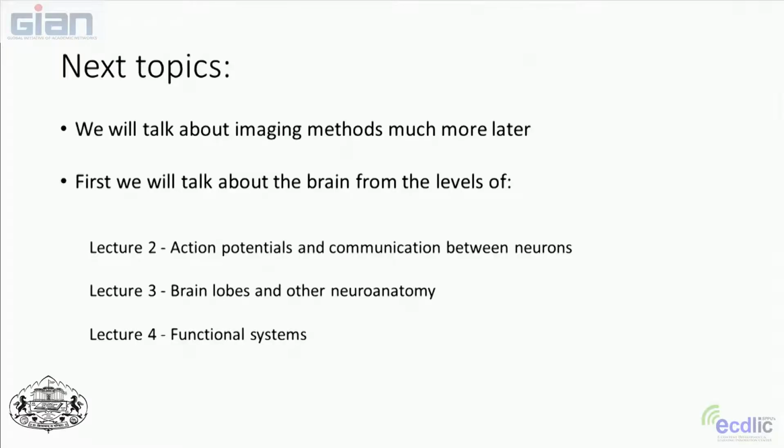Lecture 3, we're going to talk about the brain lobes and basic neuroanatomy of the brain. And in lecture 4, then we're going to start talking about the actual functional systems of the brain, in which areas of the brain work together to allow us to do different things like process sensory information, control our emotions, use our memory processes and things like that. So those will be the things that we'll be talking about in the days to come. So that ends my first lecture.